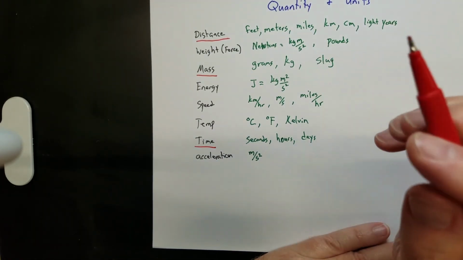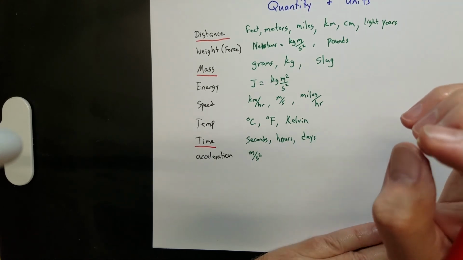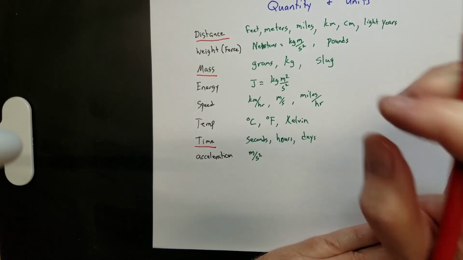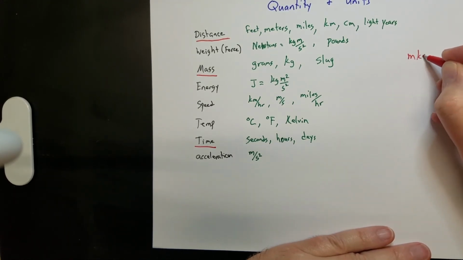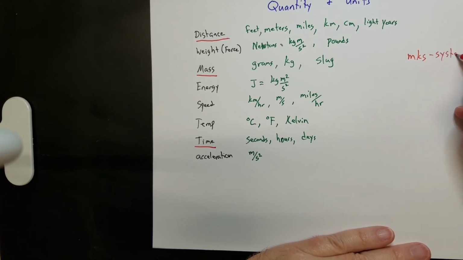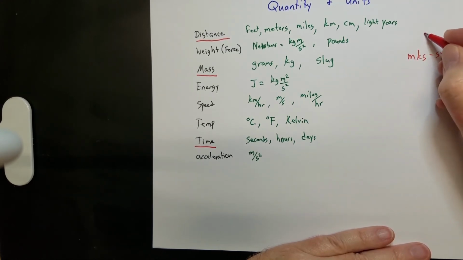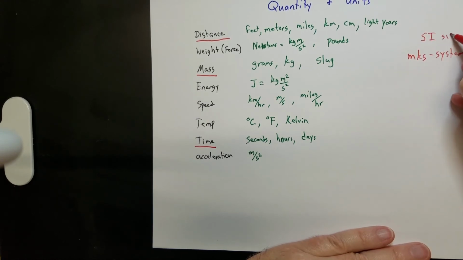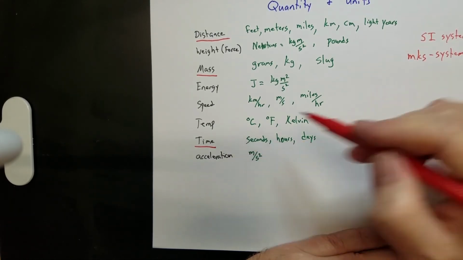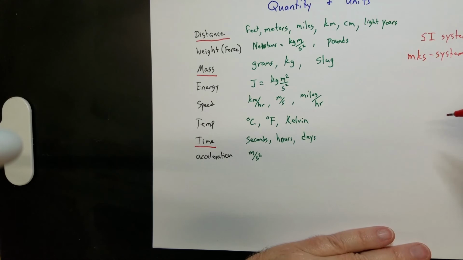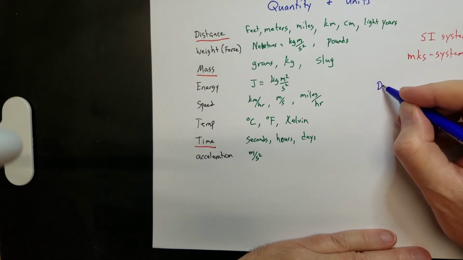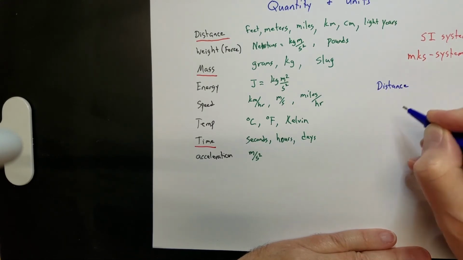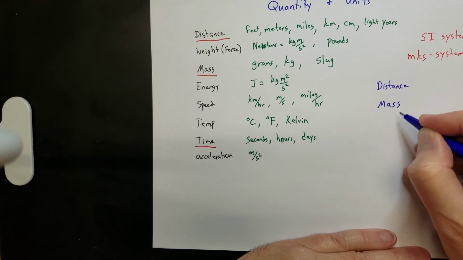Now, if those are our fundamental quantities, we need our basic units for this, our standard units. And we're going to use what's called the MKS system. A lot of times people just call it the SI system. The SI system is a little bit more than what I'm going to get into. That has to do with temperature and some other things. But we're going to use the MKS system. So our fundamental quantities are distance, mass, and time.